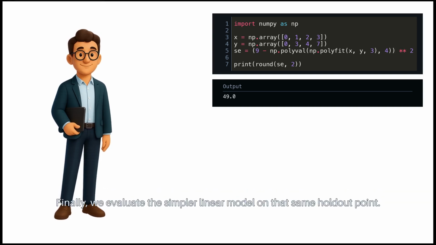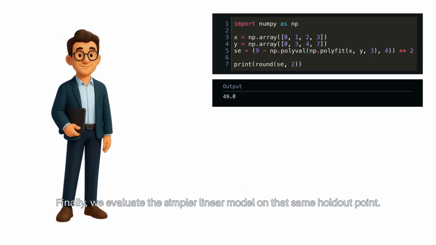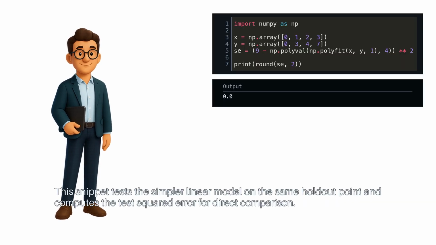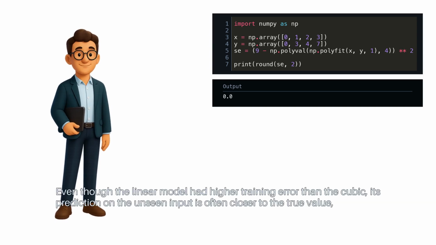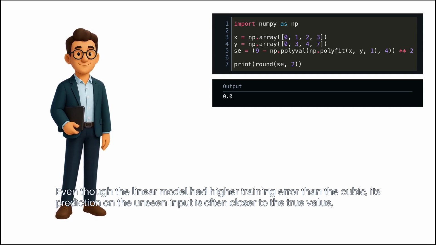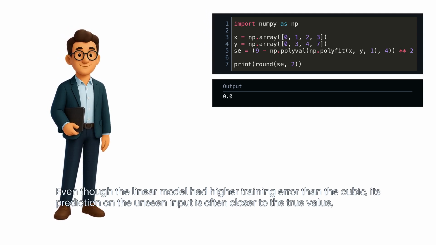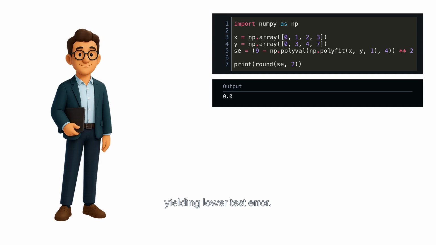Finally, we evaluate the simpler linear model on that same holdout point. This snippet tests the simpler linear model on the same holdout point and computes the test squared error for direct comparison. Even though the linear model had higher training error than the cubic, its prediction on the unseen input is often closer to the true value, yielding lower test error.